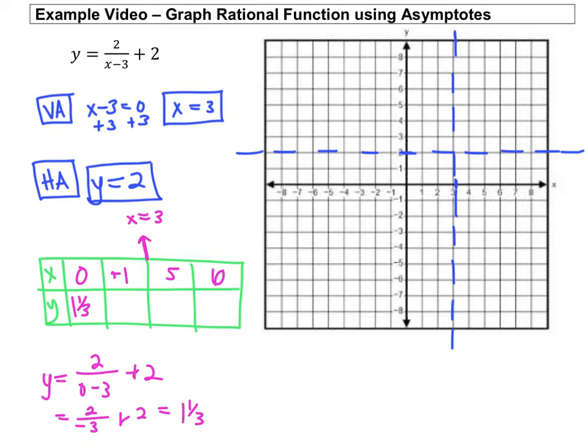Okay, plug in a 1. So y equals 2 over 1 minus 3, plus 2. 1 minus 3 is negative 2. Oh, that works out nice. Negative 2 divided by negative 2 is negative 1, plus 2, which is a positive 1. And then do the same thing with 5 and 6. I suppose I should give myself more room.